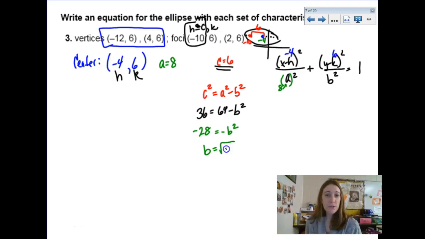So b is the square root of 28, or you can just say b squared equals 28, because that's all I really need for this formula, right? I think we're good to go, guys. Let's plug everything in that we need.